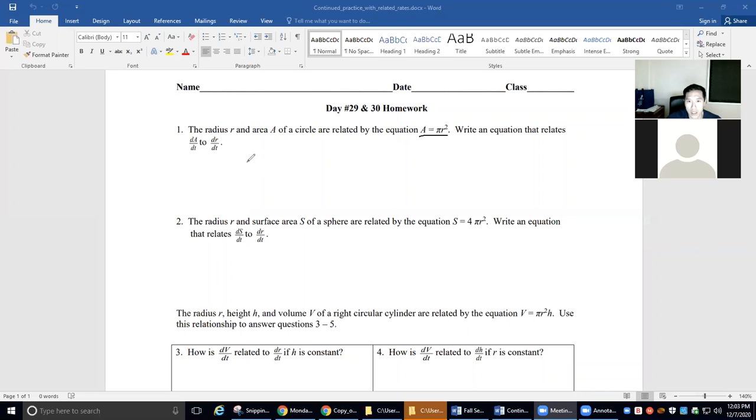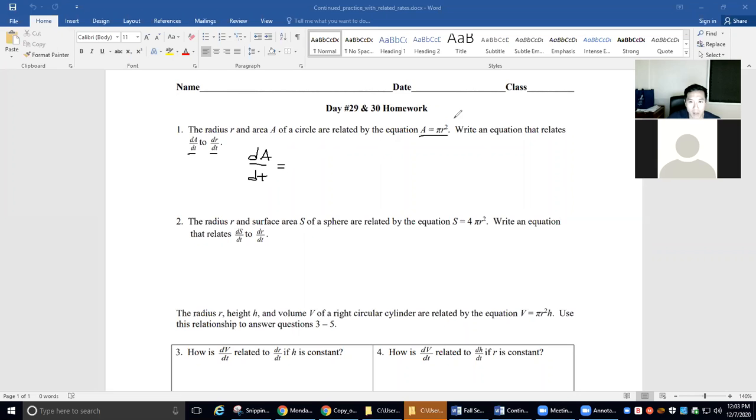So here is your equation to number one. They want you to relate the radius and the area together, and most importantly, the rates of change of the area to the radius. So let's take the derivative of this equation. Obviously, the left side will become dA/dt.